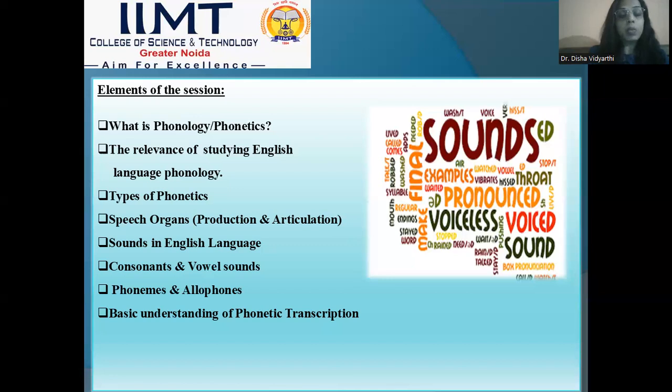Then the next point which we'll be covering will be phonemes and allophones. When we move forward in this session, you will understand these points gradually and eventually. And the last basic understanding is the phonetic transcription. So let us now begin after this gist of the session.